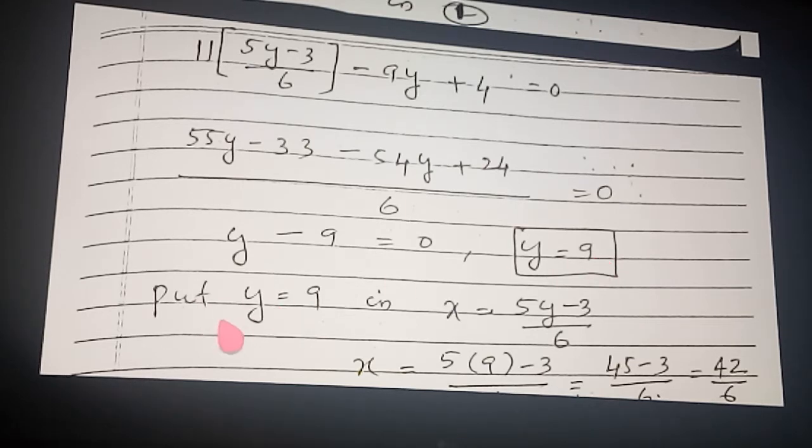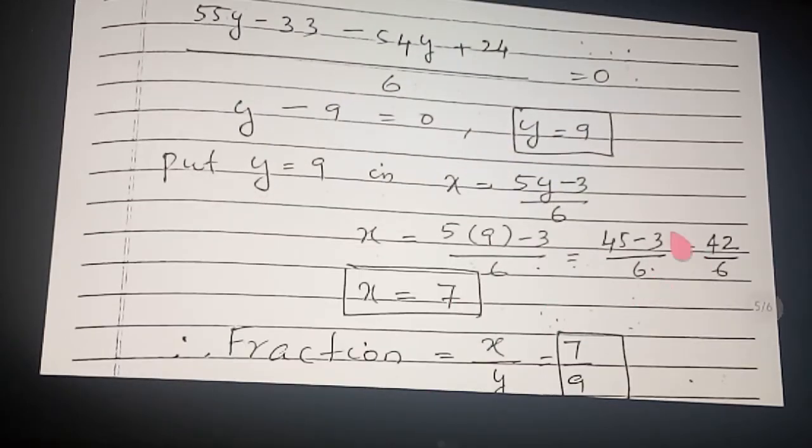Okay, clear? Y you got how much? 9. Now this y is equal to 9, put here. Applying, so what did you get here? x is 7. This calculation you can do very easily. That's the value of x, 7. Now what is the fraction? The fraction is what you took as x upon y. Here don't change. Okay. So what's the value of x? x is equal to 7, and what's the value of y? 9. So you got the fraction 7 by 9.